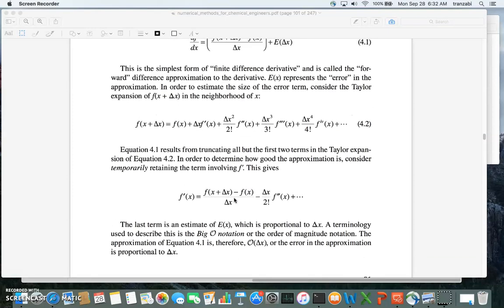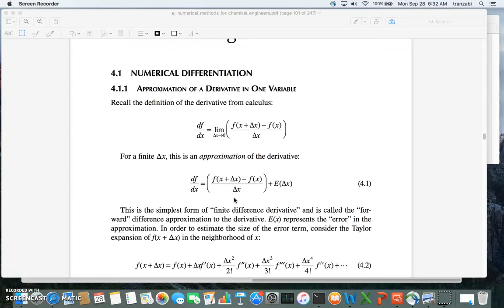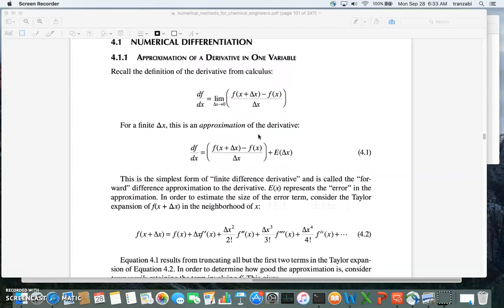Okay, so let's go back to the first definition. Now, if delta x doesn't go to 0 and is a small number, if you don't take the limit and just assume that df dx is equal to this, it would be an approximation. So approximation comes in when there is no limit. We just write the derivative as the difference between f of x plus delta x and f of x divided by delta x. If you don't take the limit, that will be an approximation.